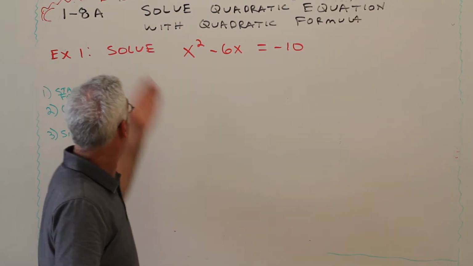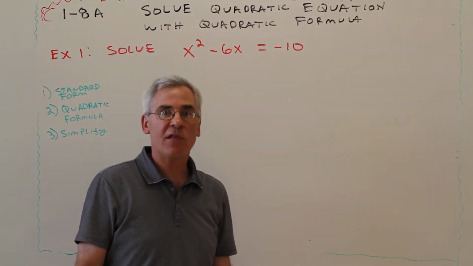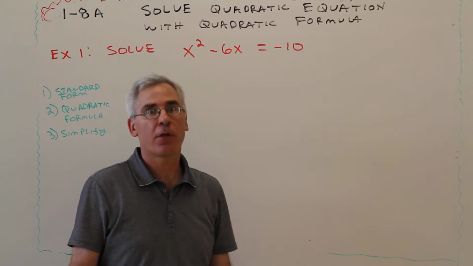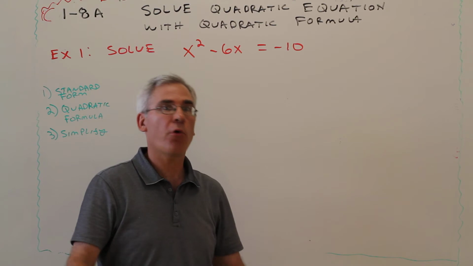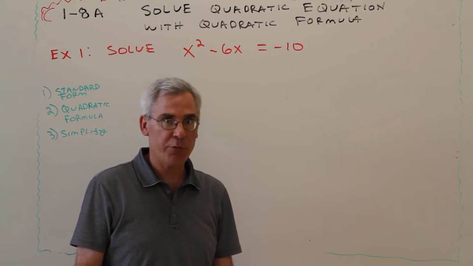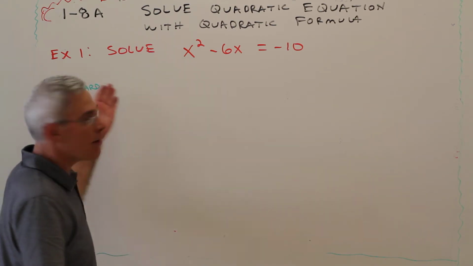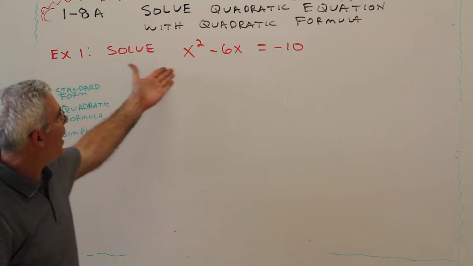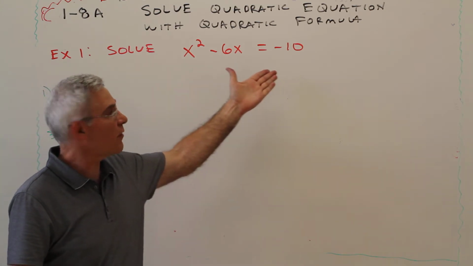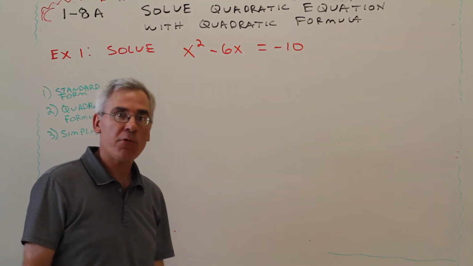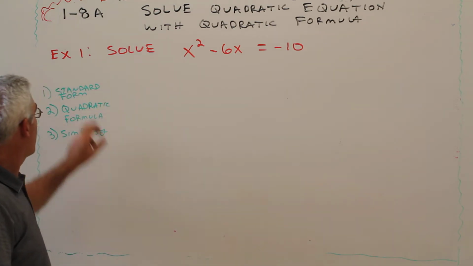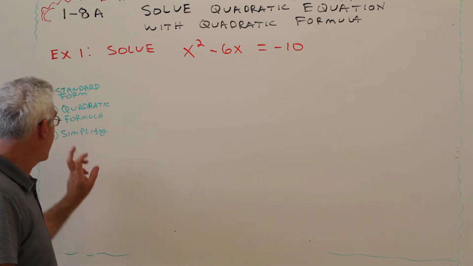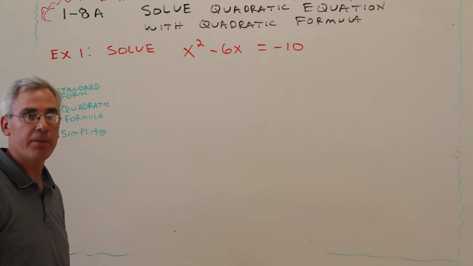This is lesson 1-8A, solving a quadratic equation by using the quadratic formula. The most important formula in all of Algebra 2. All right, so here's our example. Solve x squared minus 6x equals negative 10. Three main steps. Make sure we're in standard form, apply the quadratic formula, and then simplify.